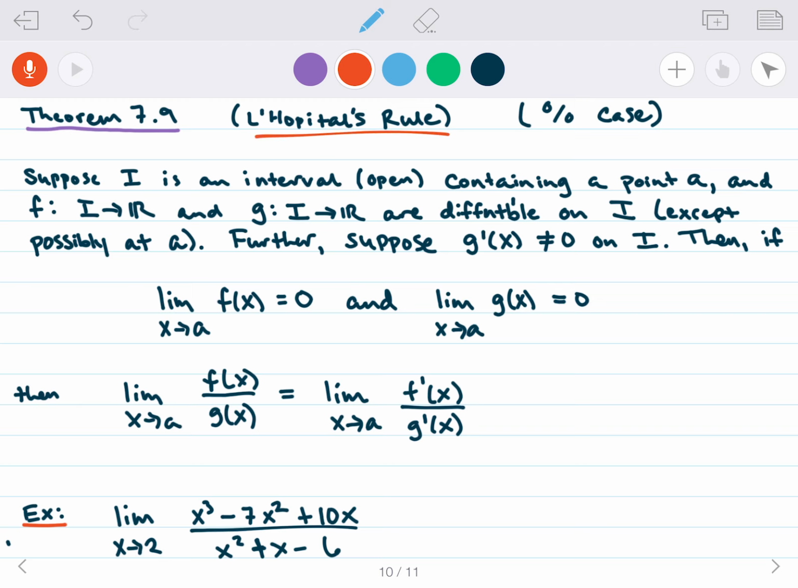So anyway, here's L'Hopital's rule. I'm just going to talk about the 0 over 0 case. The infinity over infinity or negative infinity over negative infinity, etc., the proof is similar, so we're not going to do it just for the sake of time. But anyway, let's talk about what this says. Okay, so if we have an open interval containing a point A and a function from the interval to the reals, another function g from the interval to the reals, differentiable in I, except possibly at A.